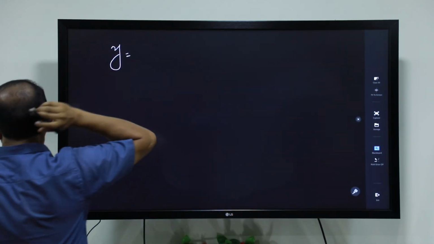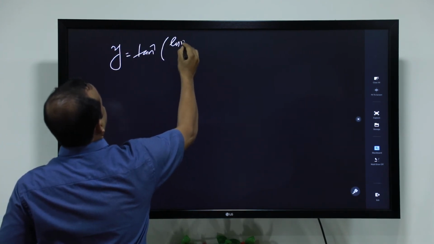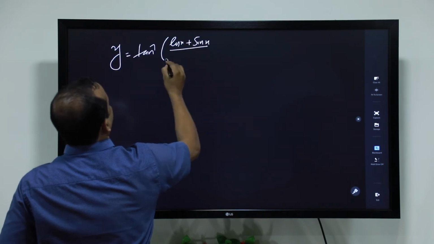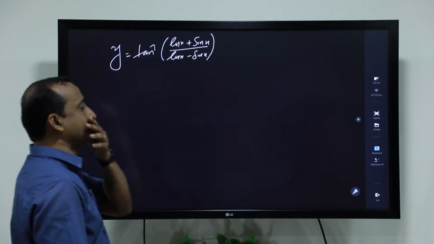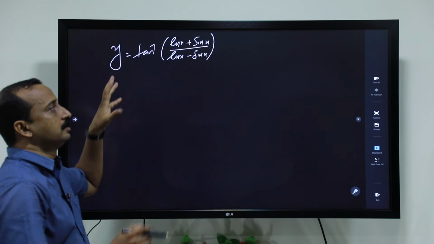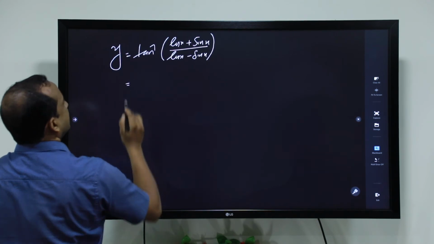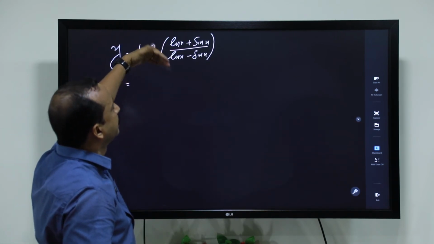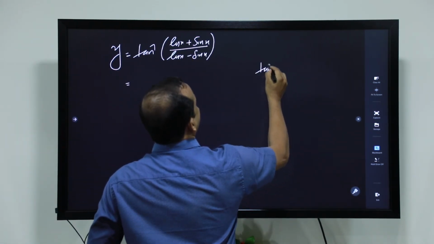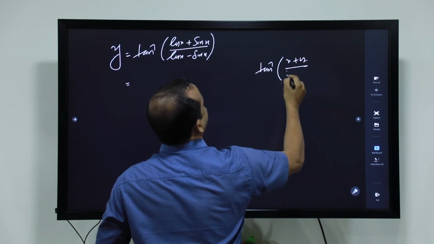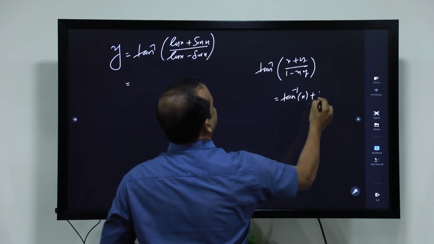Okay. Now the next question is: simplify y is equal to tan inverse of (cos x plus sin x) divided by (cos x minus sin x). This type of function you already learned how to simplify in your first year trigonometry. First of all, in this type of function, divide numerator and denominator by cos x, because you know tan inverse of (x plus y) divided by (1 minus xy) becomes tan inverse x plus tan inverse y.